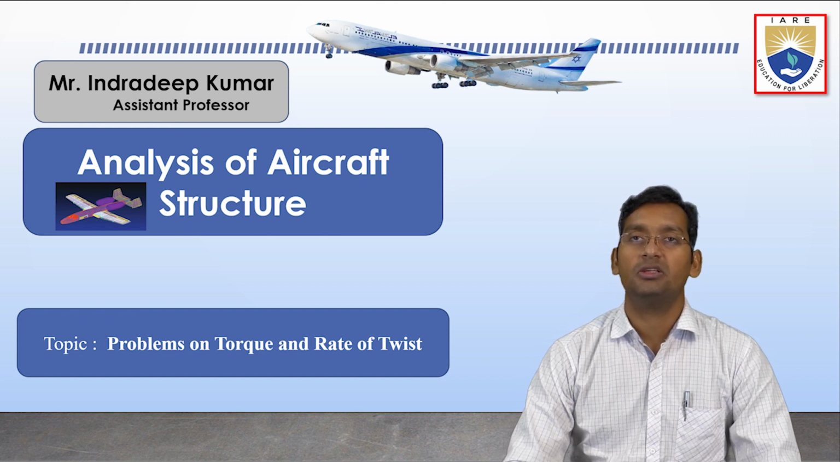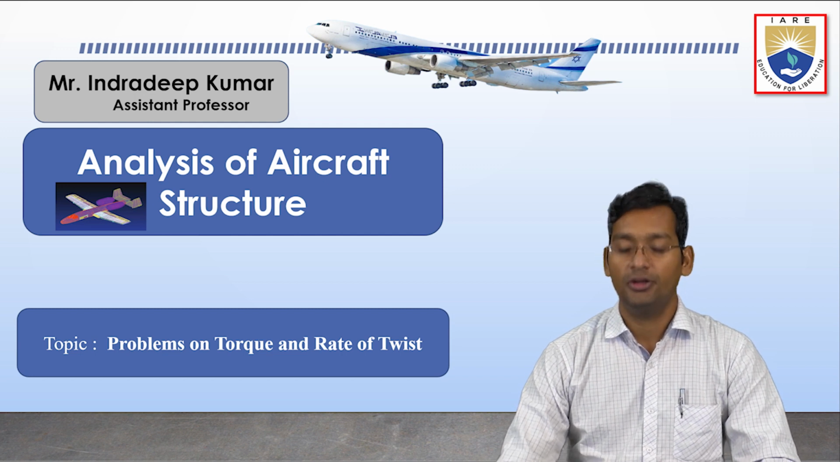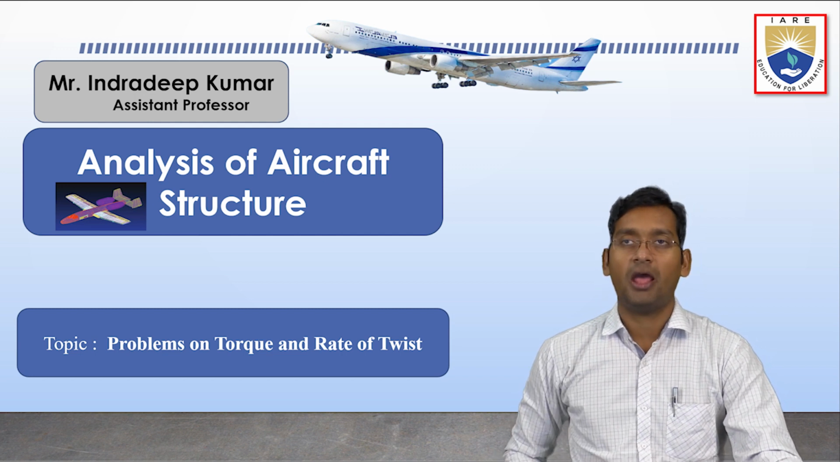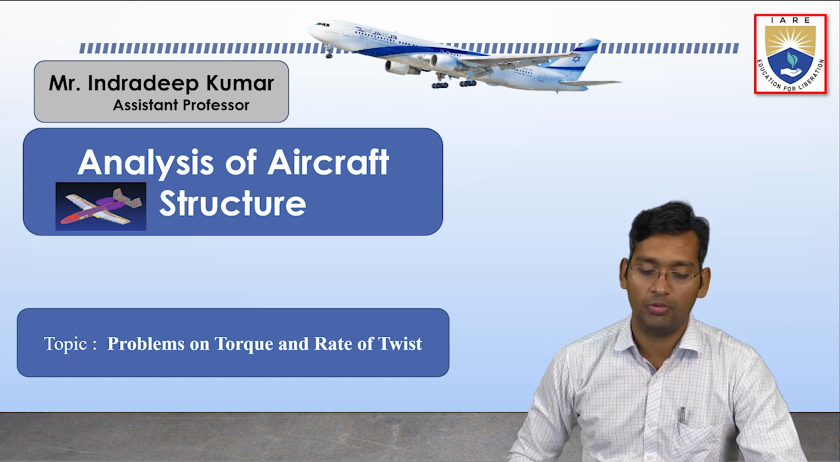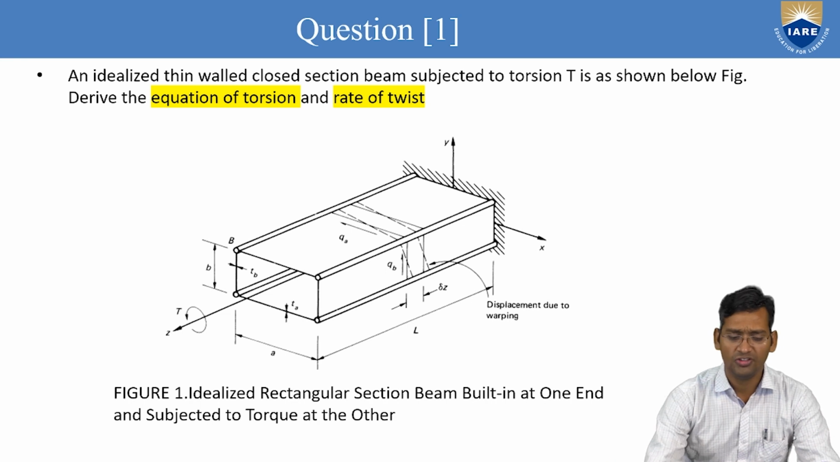So now in this video, we will see problems from module 4. The first problem is on torque and rate of twist. How to find the torque and rate of twist will be the lecture topic. So that's the first question.